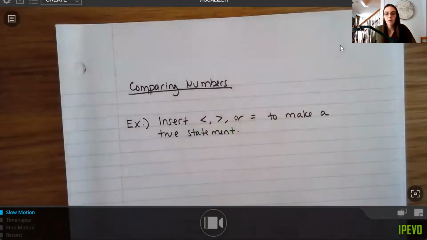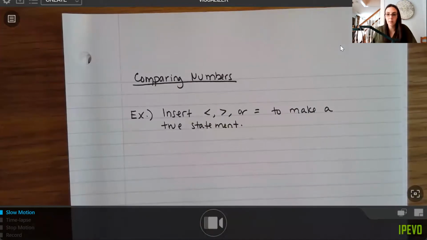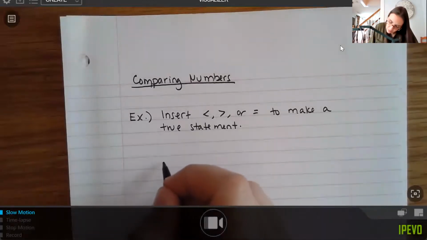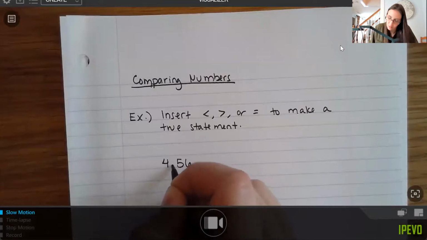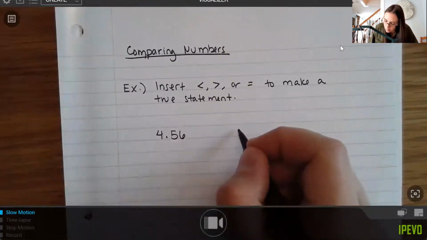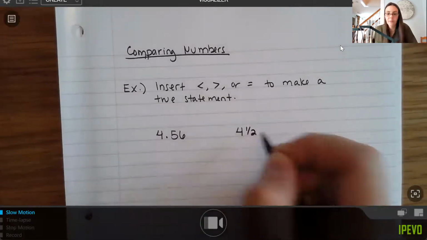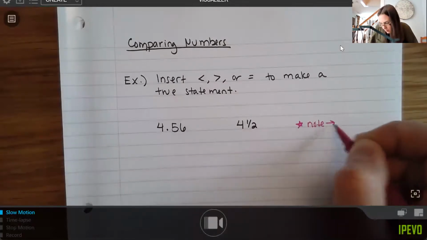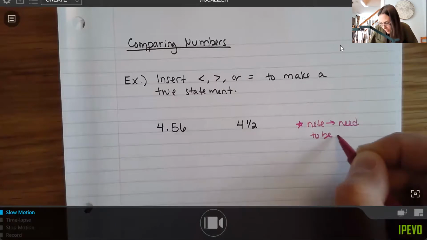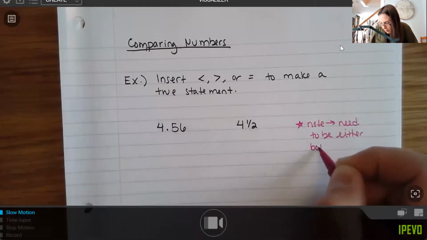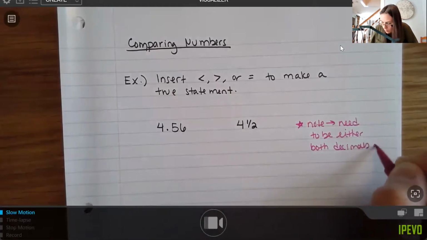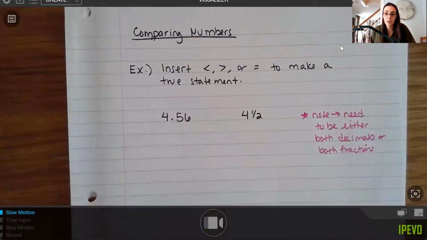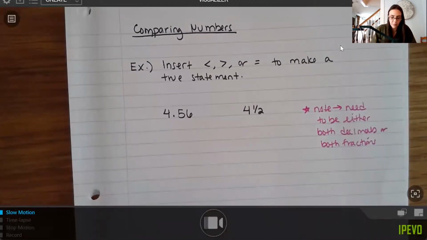All right, so we're going to insert less than, greater than, or equal to make a true statement here. So let's do a fraction and a decimal to start. So let's say I have 4.56, so 4 and 56 hundredths, and then I also have 4 and 1/2. So the first thing you want to note here is that they need to be either both decimals or both fractions. We can't really compare 1 and 1. I mean, unless you're really good at doing mental math, but you need to be both in the same format.